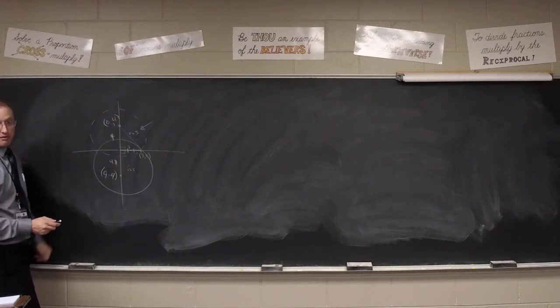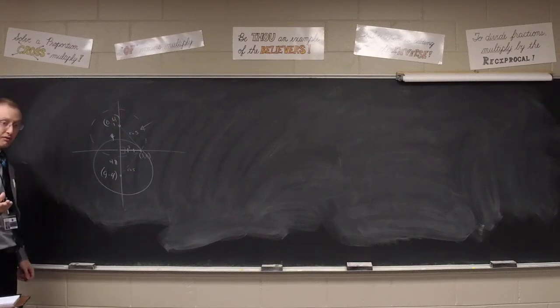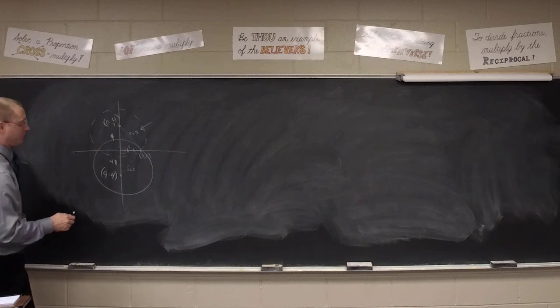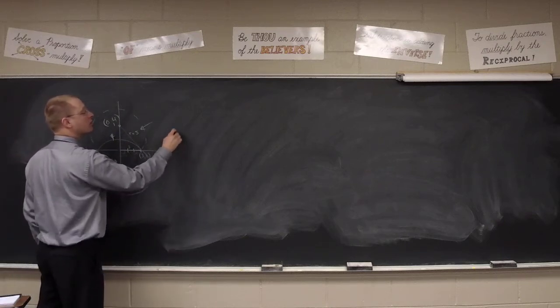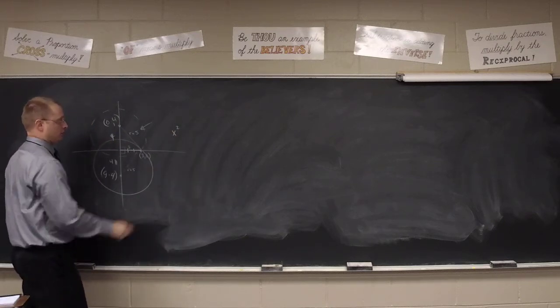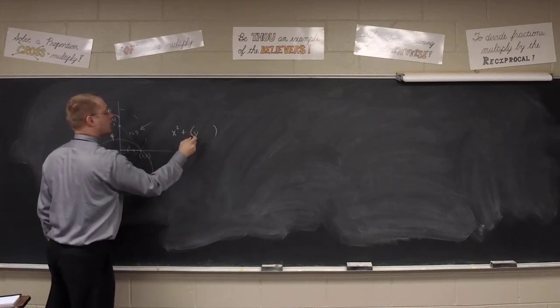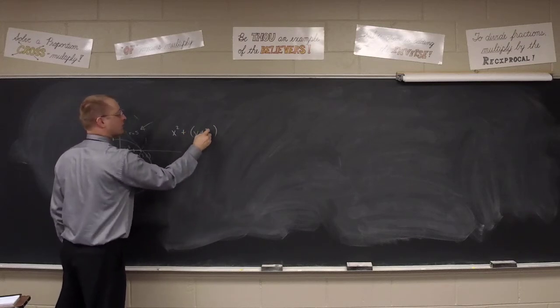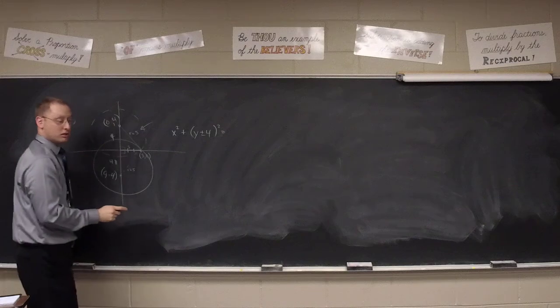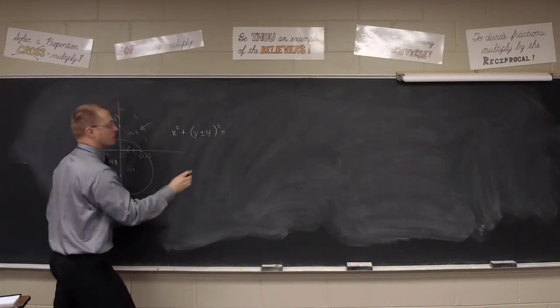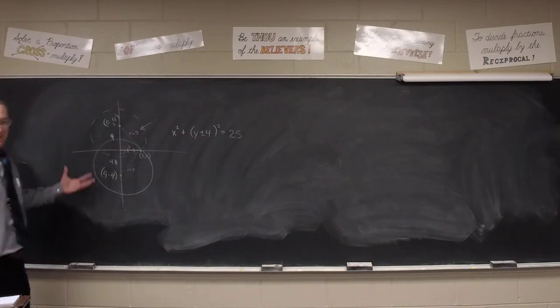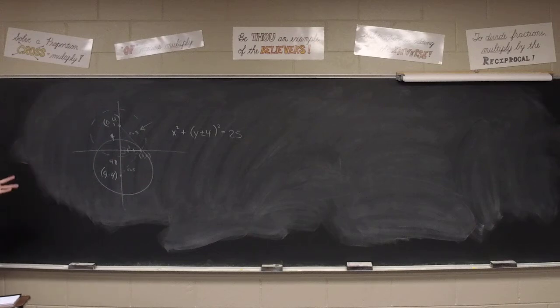The radius would have to be 5. So the equations of my circles would be what? x minus 0 squared plus y plus or minus 4 squared equals 5 squared, or 25. There we go, equals 25. Good. Makes sense? So just using some knowledge, in that case a little trigonometry.